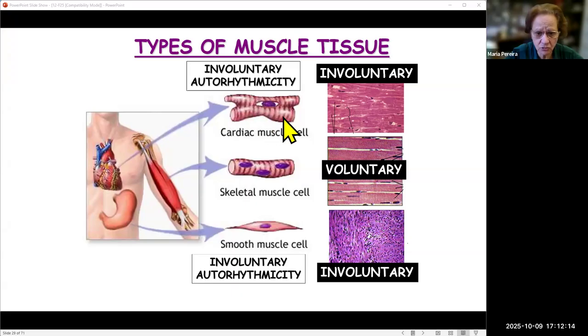And what does this striation mean? These are the thick and thin filaments. Remember I told you about myosin and actin. The thick filaments are made up of myosin. The thin filaments, the lighter ones, are made up of actin. And remember, it's the movement of myosin and actin upon each other that allows the muscles to move.